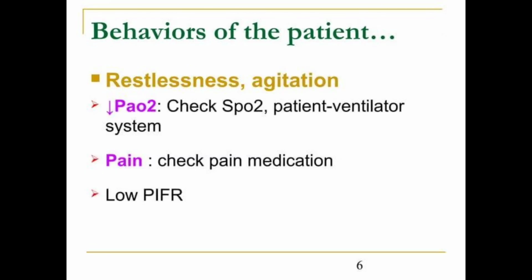The next one is restlessness and agitation. If a patient is tossing and turning, we must immediately check for hypoxia. We double check the physical SpO2 clips and examine the patient ventilator system to ensure it doesn't disconnect during movement.